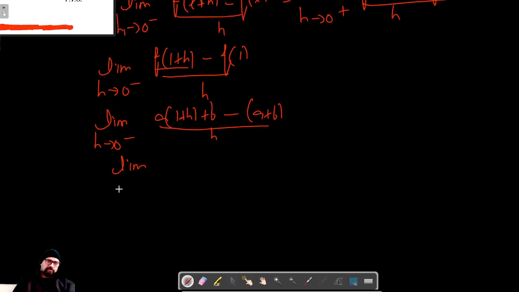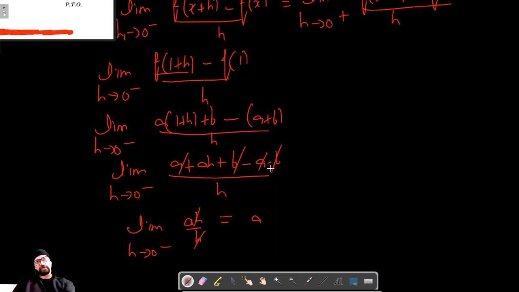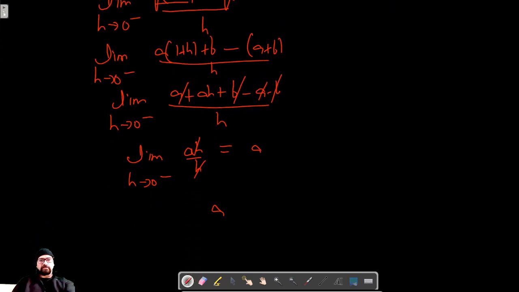So if I open up the bracket, this will give me a plus ah plus b minus a minus b upon h. So b and b get cancelled, a and a get cancelled. So this is limit h tends to 0, negative ah upon h. So we are left with a. So this is equal to a. Okay, so this is, let's say, equal to a.